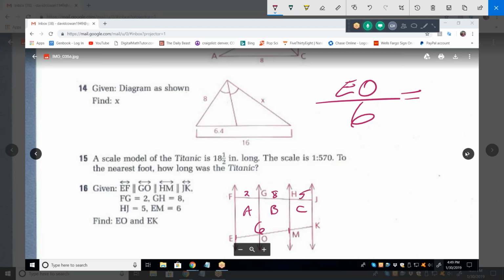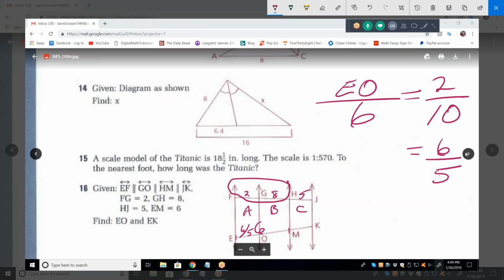As we know some measurements up here. What goes in the numerator? FG. 2. Yes, FG. What goes in the denominator? Is to 15. 2 plus 8. Oh, 10. 10. So that's the only one you have to solve. So EO equals 12/10, which is 6/5. So this dimension is 6/5.